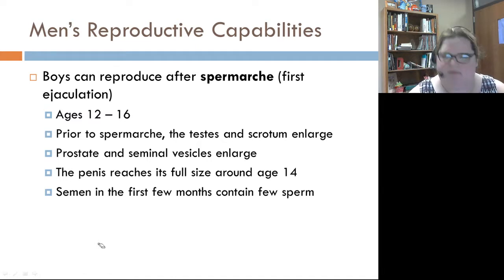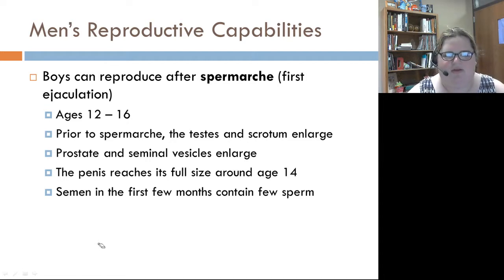The penis reaches its full size around the age of 14. Guys, I'm sorry. I know that is kind of a hard truth to swallow, but it is what it is. You know, 14, you got what you got.